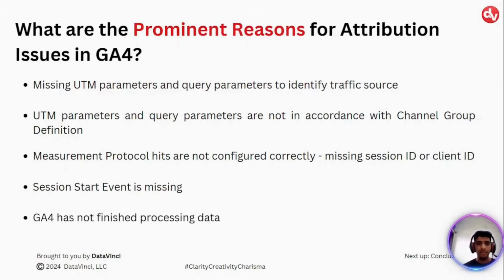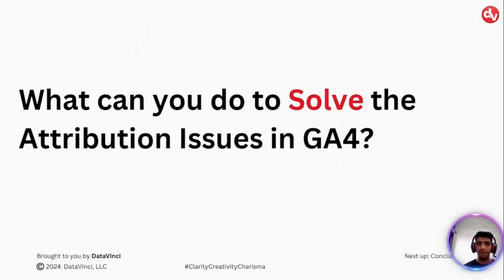A final reason that you need to consider is that GA4 does have a lot of lag in the data processing. Even the standard reports may take more than 24 hours for the data to be fully processed. So for instance, if you're seeing for yesterday, there are 100 sessions from unassigned. If you see 2 days from now, that number can reduce. It could be reallocated to paid search or anywhere else. So those are the prominent reasons for attribution issues in GA4.